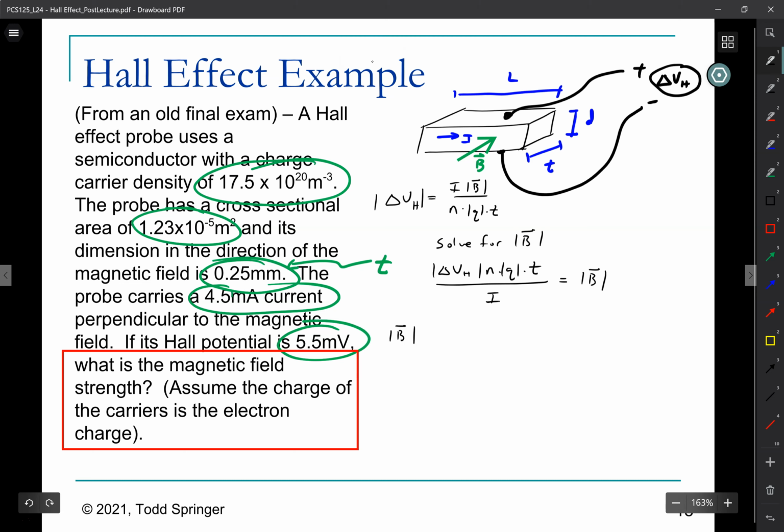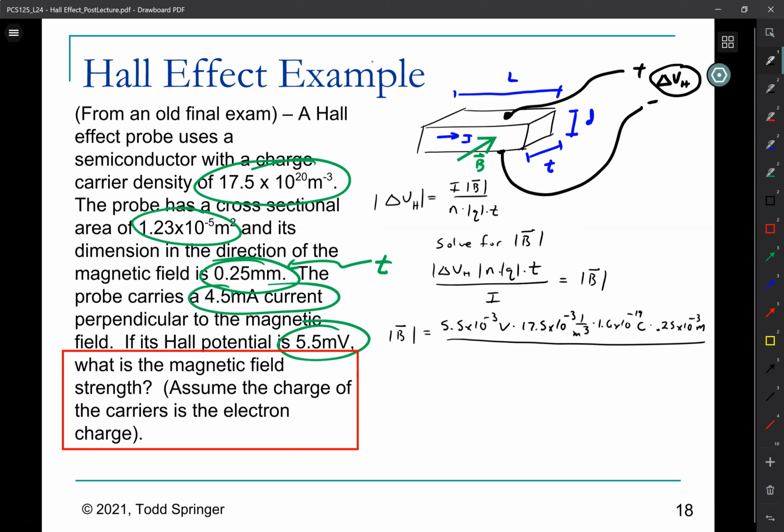So what is B? For the Hall voltage, 5.5 millivolts, so that's 5.5 times 10 to the minus 3 volts. N is given, 17.5 times 10 to the minus 3 meters to the minus 3. Let's write it like this, 1 over meter cubed. Times Q, that's the charge of the electron, 1.6 times 10 to the minus 19 coulombs, times T, which is 0.25 millimeters, that's 0.25 times 10 to the minus 3 meters, all divided by I, which is 4.5 milliamps, that's 4.5 times 10 to the minus 3.